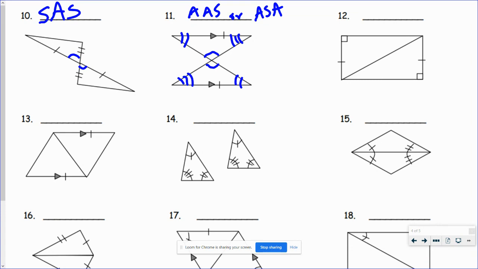Number 12. We have right triangles and we have 1 pair of legs marked congruent. Notice that they share their hypotenuse. So we could say that it was marked congruent because obviously it's going to be the same measure. So taking a look at this one, we have a hypotenuse marked congruent and a leg marked congruent with right triangles. So we could say that these 2 are congruent by hypotenuse leg.